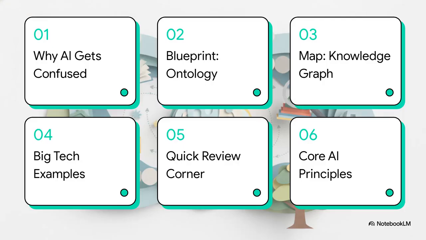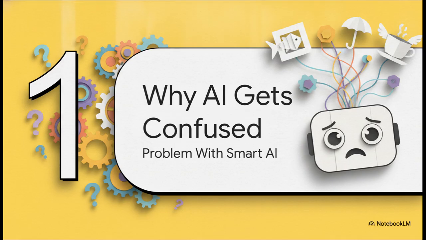Here's our roadmap for today. We'll look at why AI gets confused, the blueprint called Ontology, the map called a knowledge graph, some real big tech examples, a quick review corner, and finally, some core AI principles. Let's get started. Section 1.